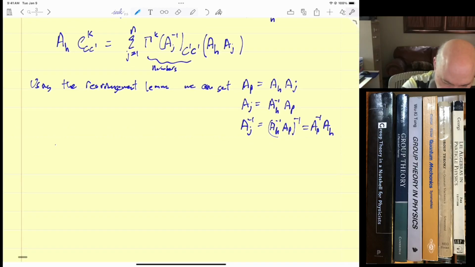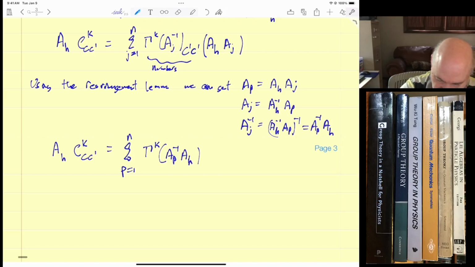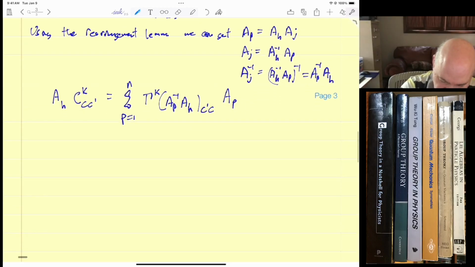So now we get AH rho K CC prime is equal to the sum. Now we're not summing over J anymore, we're summing over P. For each J we'll get a unique P, so we're going to sum from P equal 1 to N gamma K AP inverse AH, because we need AJ inverse, and we established that over there. C prime C AP. Now we're going to use the representation properties.